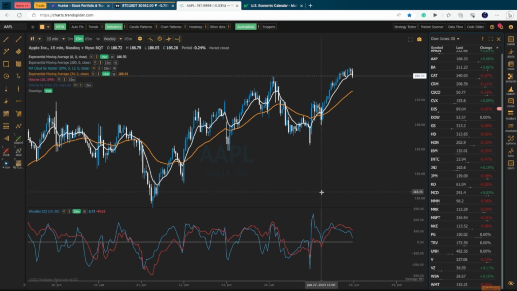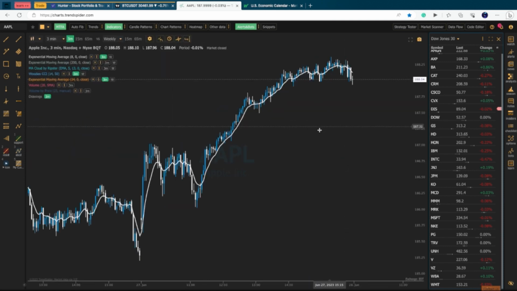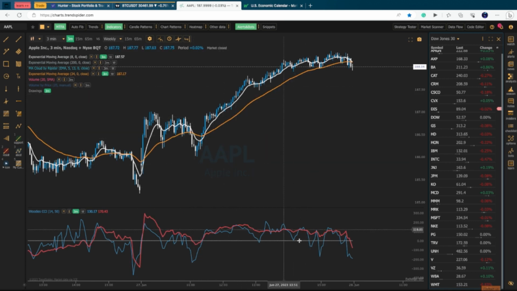And then likewise, that red was curling, but the blue was above. So if the red is curling up and the blue is above, and you're trying to hold a 34 on the 3 and the 15, that's good for me. And then here it was deeper with the shorter time frame underneath.